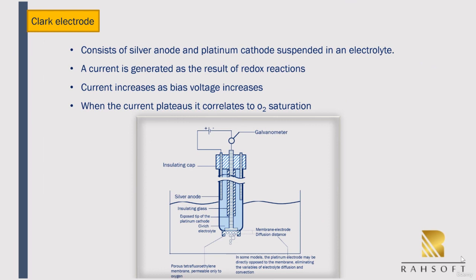A Clark electrode consists of a silver anode and platinum cathode suspended within an electrolyte, as shown below. A current is generated as a result of the redox reactions within the electrolyte, and the current increases as the bias voltage increases. When the current plateaus, this correlates to the oxygen saturation within the body.